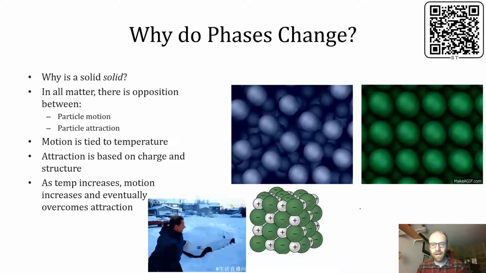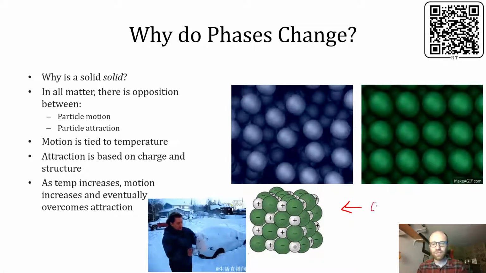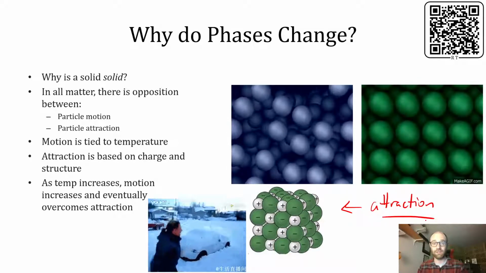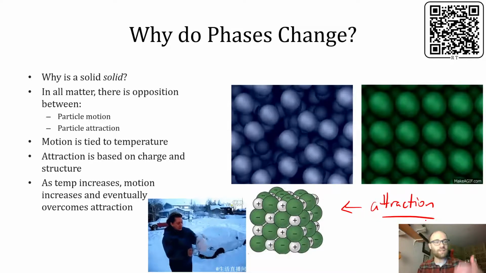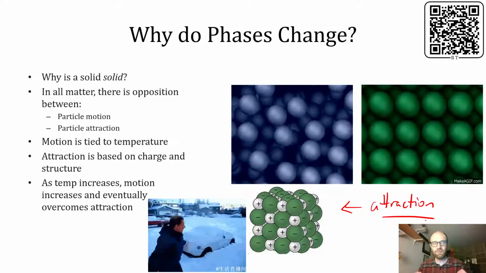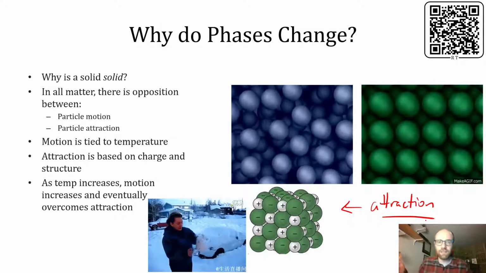We learned about ionic substances and that there was attraction between these particles. In fact, a lot of attraction. And that attraction causes the solid to be a solid. That's what's holding the particles there. Well, then why does a solid ever become a liquid?